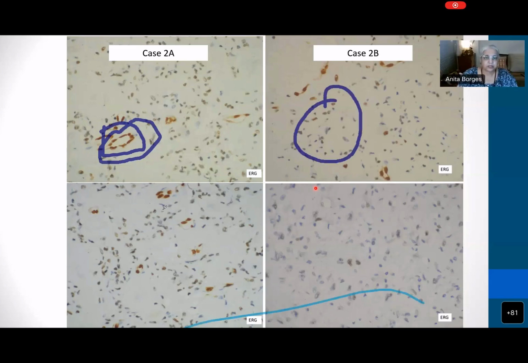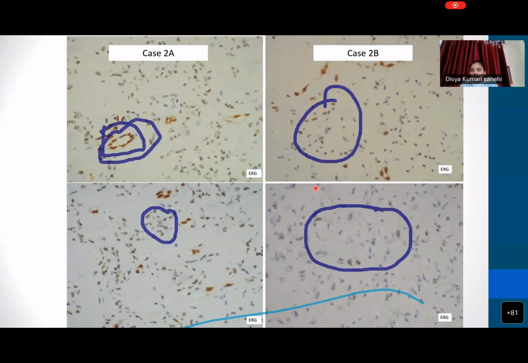Are they positive? These are my tumor cells. So am I interested in the blood vessels, which will obviously mark? This whole thing is full of blood vessels, Divya, so it will mark. But what about all these other cells? Have they marked with ERG? Yes or no? No, ma'am. So then your tumor cells have not marked with ERG.